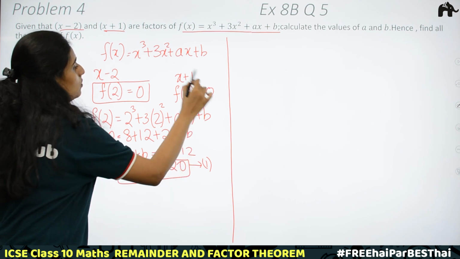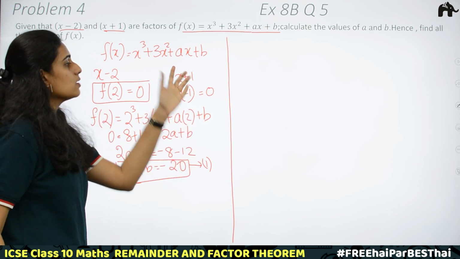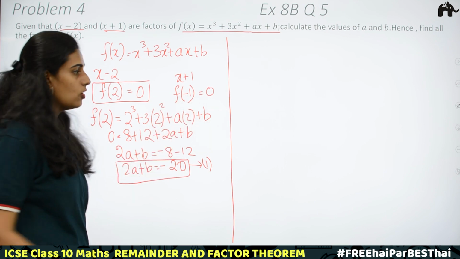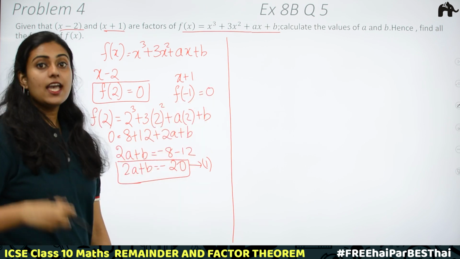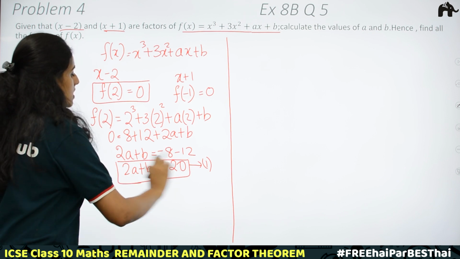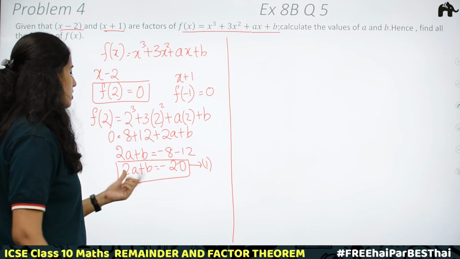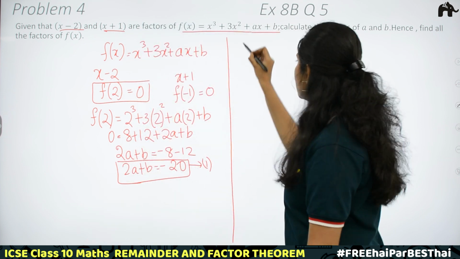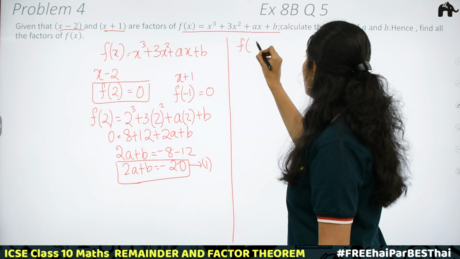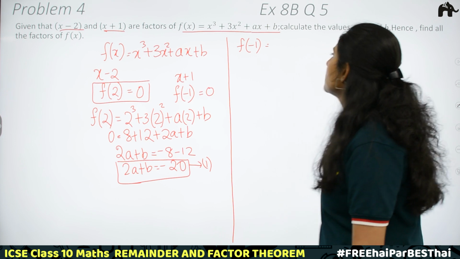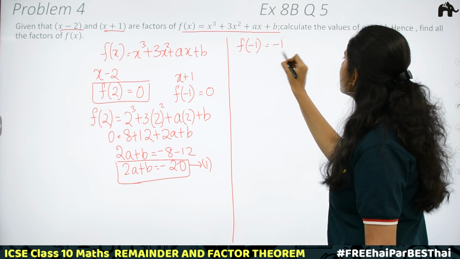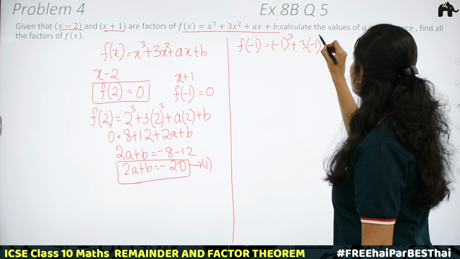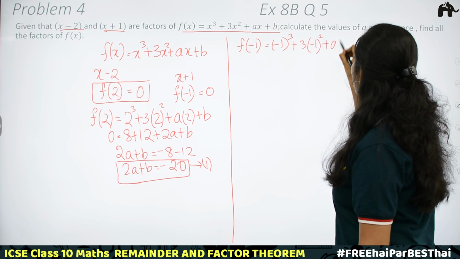Now, when you use this, that is x plus 1 is a factor, which means f of minus 1 is equal to 0. When you use this, you will be getting another expression, which is a linear equation in terms of a and b, 2 variables a and b. Let's find what is f of minus 1.